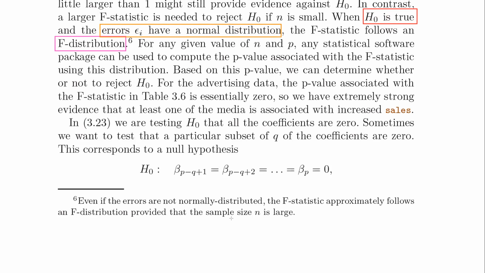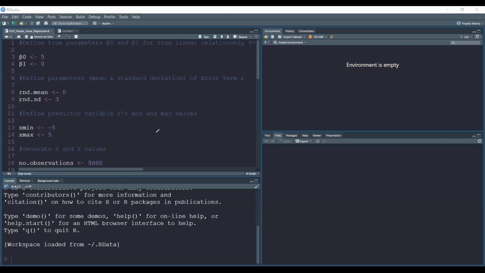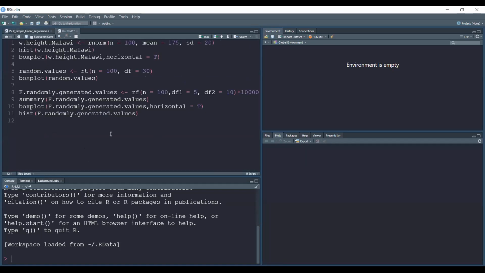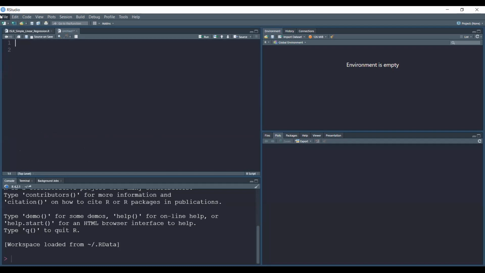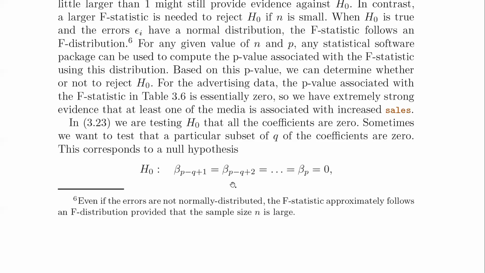Let's go into RStudio, and we'll just take the script over here. How do you generate like this? And let's generate 1,000 of them. And are the degrees of freedom going to be the n and the p, I wonder?